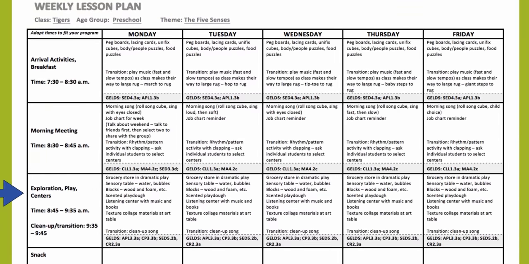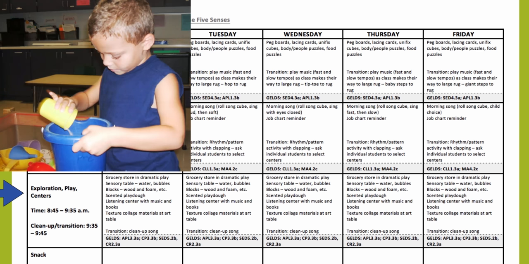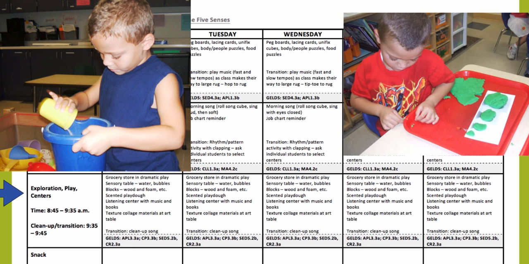On this plan, we have listed activities that you would repeat throughout the week. To go with the theme, you might set up your dramatic play area to look like a grocery store. The children might also have the option to use the sensory table, build with different types of blocks like foam, cardboard, or even sponges from the dollar store. Use Play-Doh, make a collage, or listen to an audio book. Repeat these activities so that the children have the opportunity to explore all of them over the course of the week.